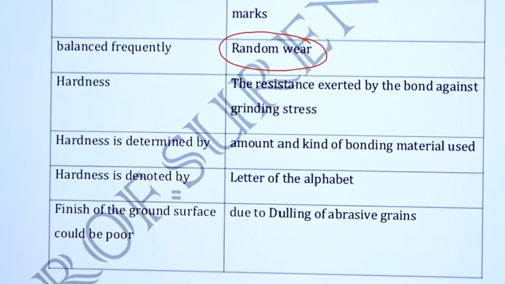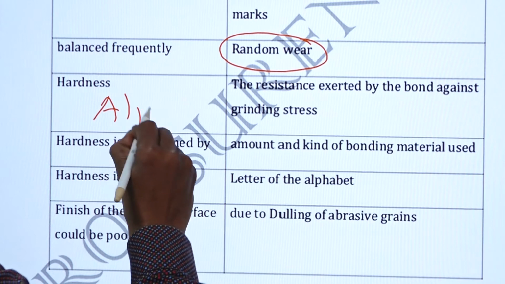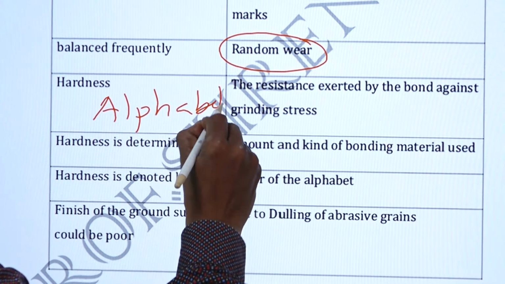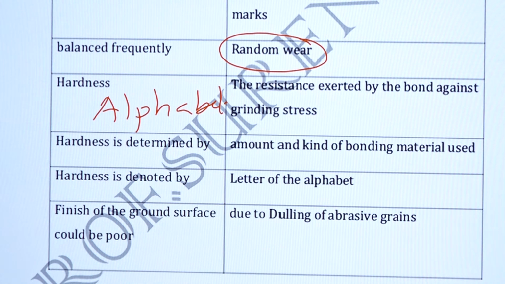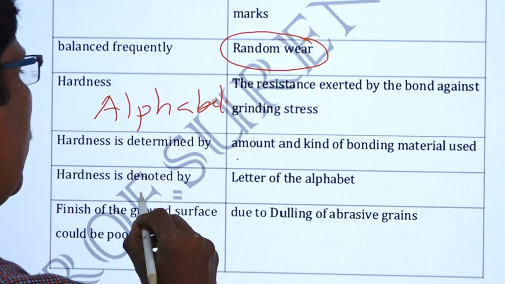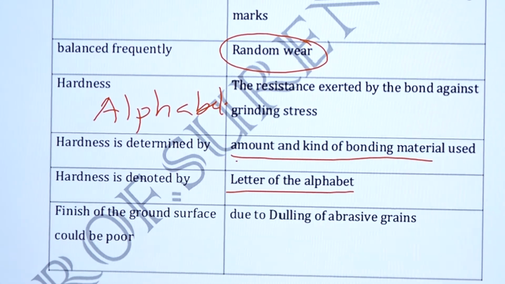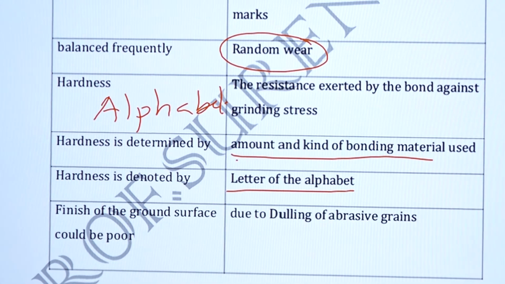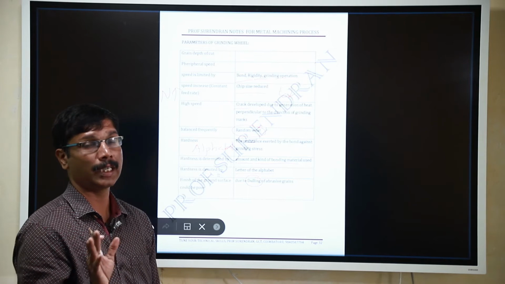The hardness of the grinding wheel is represented by a letter of the alphabet. It is the resistance exerted by the bond against the grinding stress. It is determined by the amount and kind of bonding material used. Finish of the ground surface could be poor due to dulling. When the abrasive grains are dull, a good finish cannot be obtained.